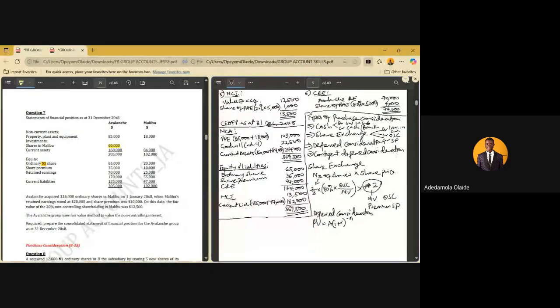So for deferred consideration, the double entry will be to debit investments in the subsidiary and credit deferred consideration account.